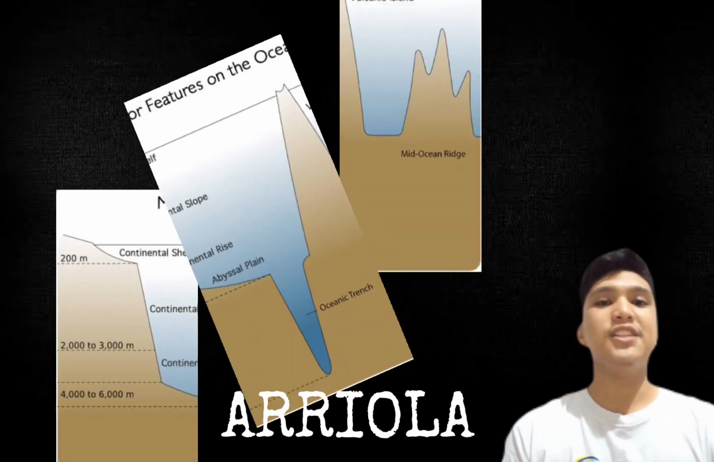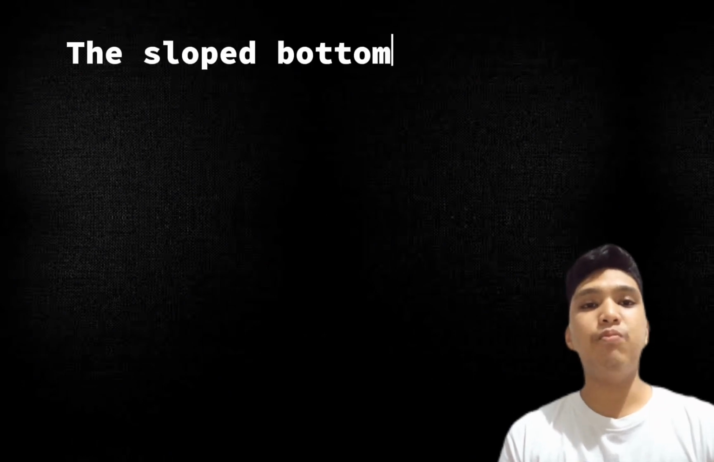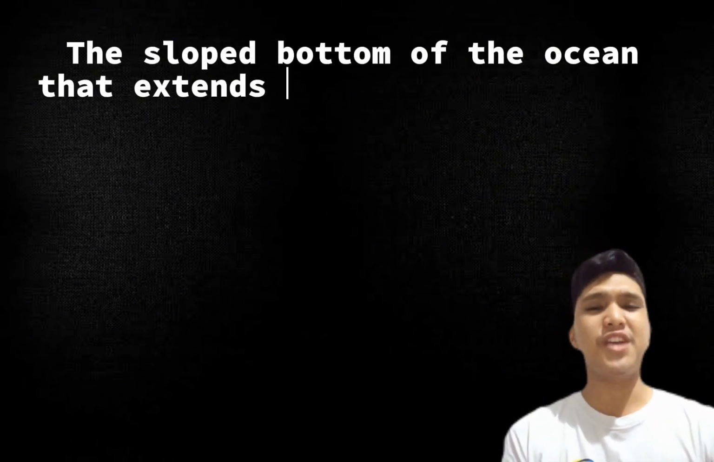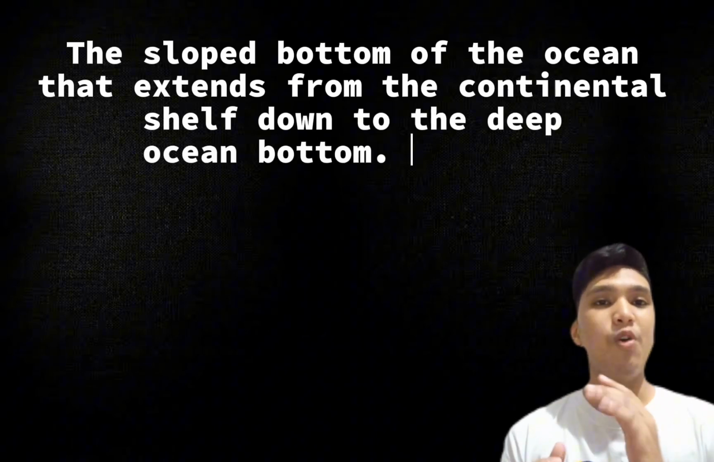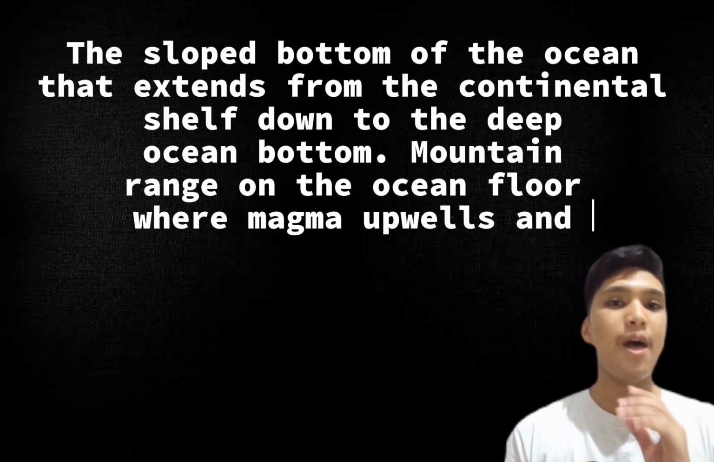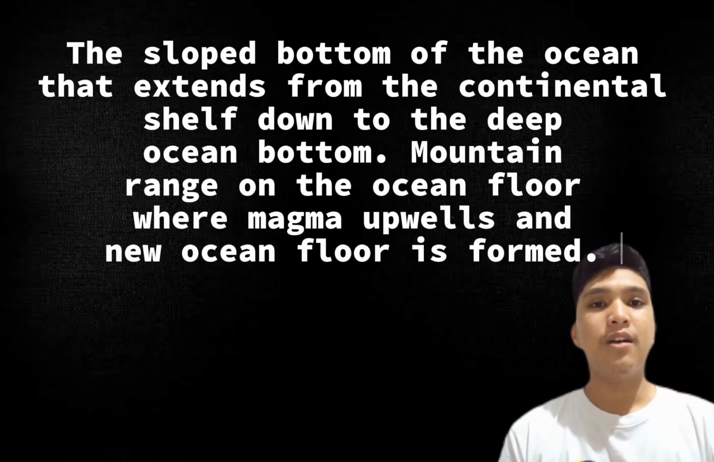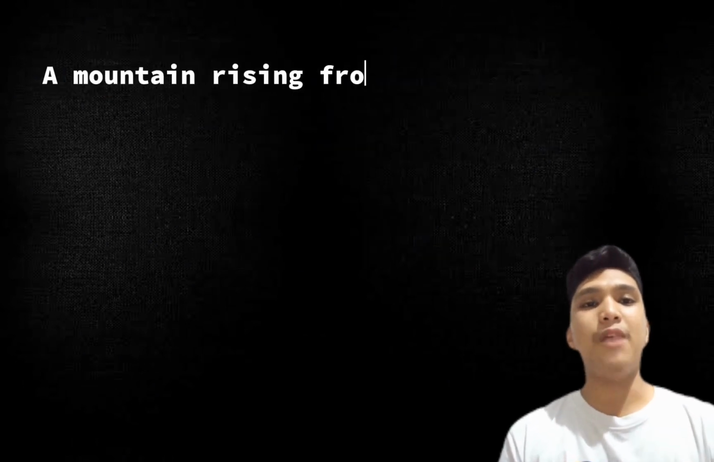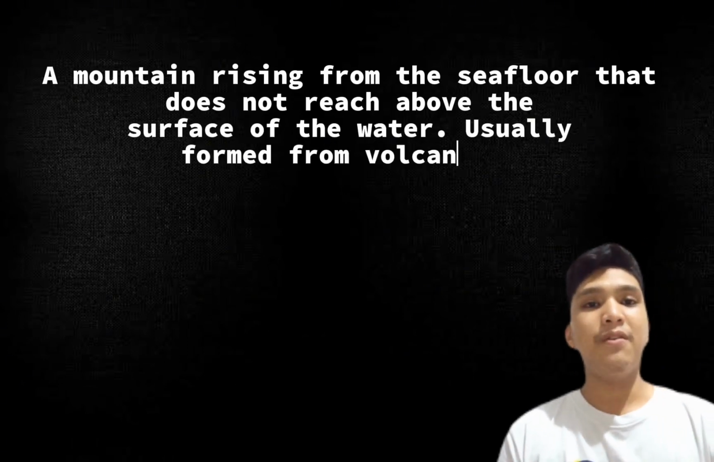So next is the seafloor features. Seafloor features include the continental slope, the bottom of the ocean that extends from the continental shelf down to the deep ocean bottom; the mid-ocean ridge, a mountain range on the ocean floor where magma upwells and new ocean floor is formed; and a seamount, a mountain rising from the seafloor that does not reach above the surface of the water, usually formed from volcanoes.